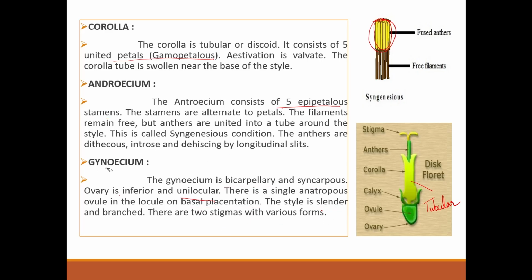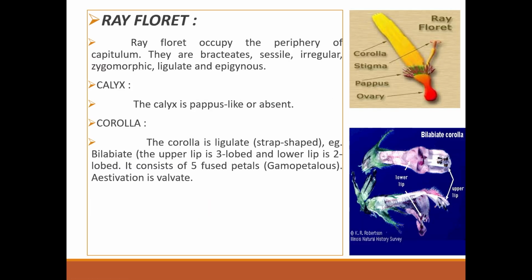So this is all about the disc floret, which has a tubular shape in structure, and you can easily identify it. Generally, they occupy the central position in the flower. And the next one is the ray floret. Ray florets generally occupy the periphery of the capitulum, and they are also bracteate, sessile, irregular. While the disc floret has actinomorphic symmetry, the ray floret is irregular and has zygomorphic symmetry. They are ligulate and also epigynous. So just because of the shape of the corolla, these ray florets become zygomorphic.